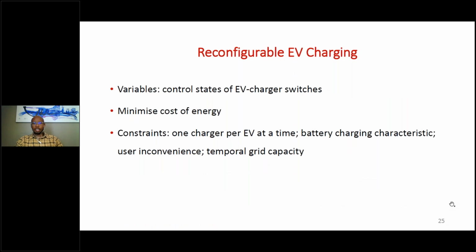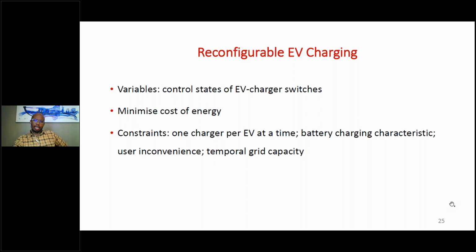The variables in this problem are control states of EV charger switches. The objective, again, is to minimize the cost of energy with a time-varying energy price. The constraints are one charger has to charge one EV at a time. We also have a battery charging characteristic, which involves constant current charging and constant voltage charging. We also have user inconvenience constraints.